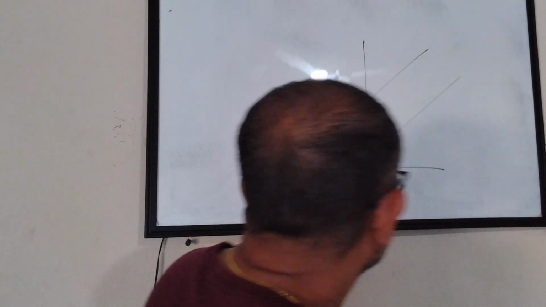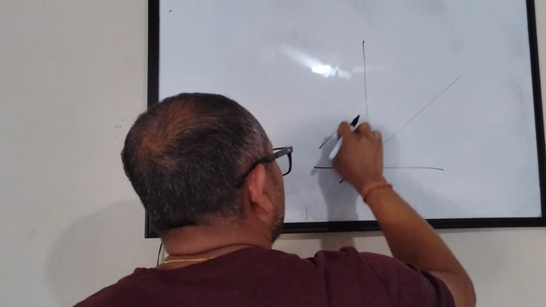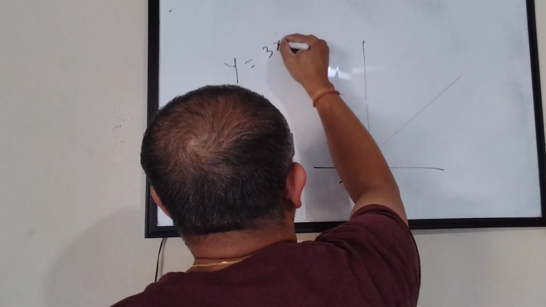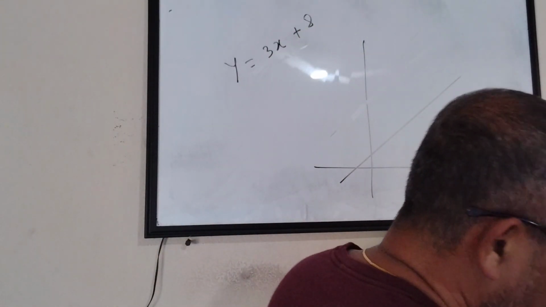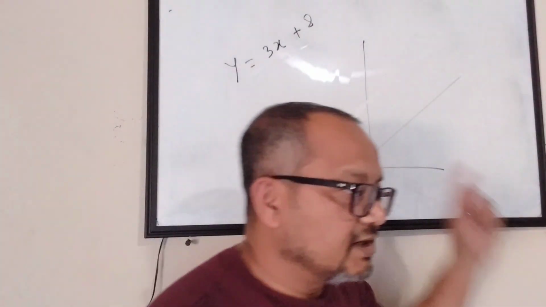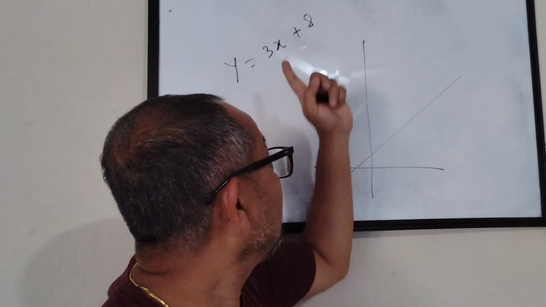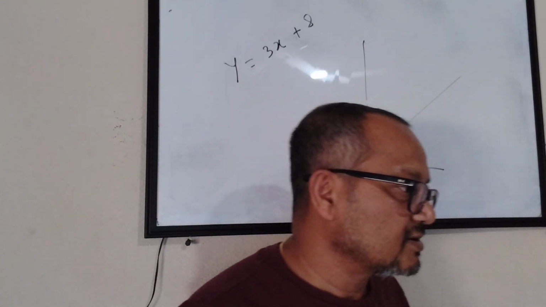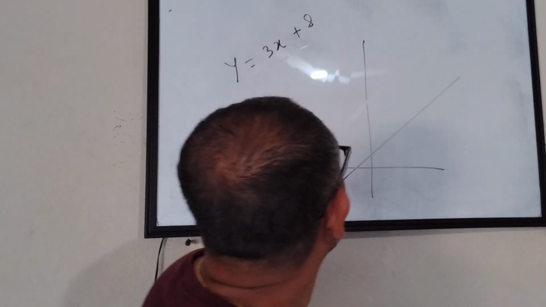Now, if I give you guys an equation which says y equals 3x plus 8, okay. Now give me another example of a linear equation which will make it an inconsistent system of equations. Yes. y equals 3x plus 1. Okay.